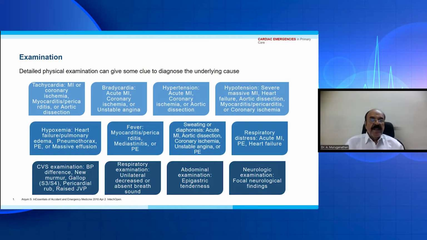So what are the examinations you do? You check the pulse in both the hands. You check the blood pressure in both the hands. Any murmur, any gallop, any pericardial rub. Look for raised JVP. And when you do the respiratory examination, you see unilateral decreased or absent breath sound. In abdominal examination, any epigastric tenderness, and focal neurological deficit or any abnormality.